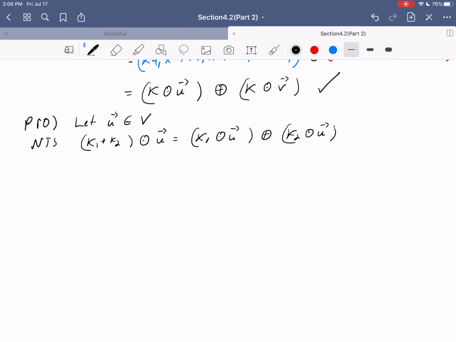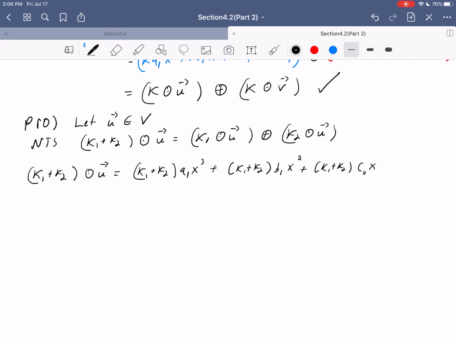All right, let's go ahead and actually show this then. So again, we'll work from the left-hand side and make our way to the right-hand side. So K1 plus K2 scalar multiplied onto u means that we distribute this onto every element of that u. So that would be K1 plus K2 times A1 x cubed plus K1 plus K2 B1 x squared plus K1 plus K2 C1 x plus K1 plus K2 D1. Now, this is just a normal multiplication, so we can go ahead and distribute that. We know that that's safe.